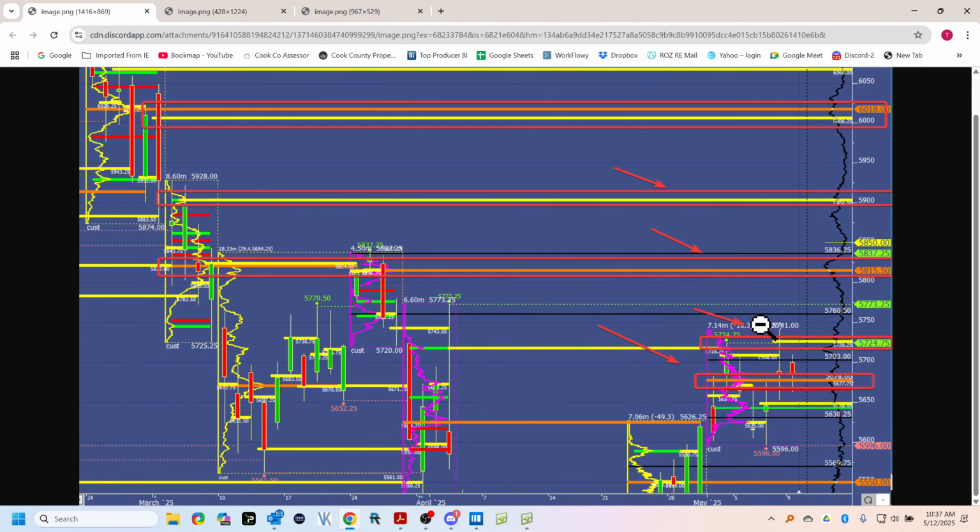But we closed down here. So look at this. Excess this way, excess that way, and we close in the middle. That's called balance. Balance means we find outside edges. Sellers are up here. Buyers are out here. This is the fair price.